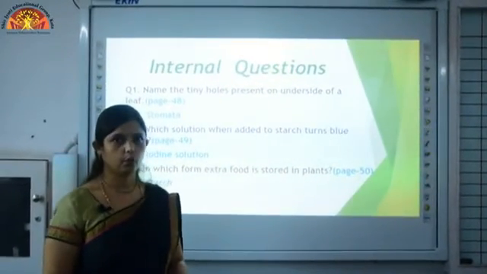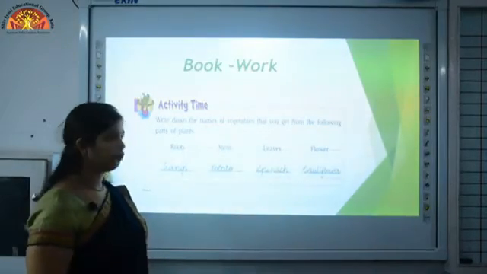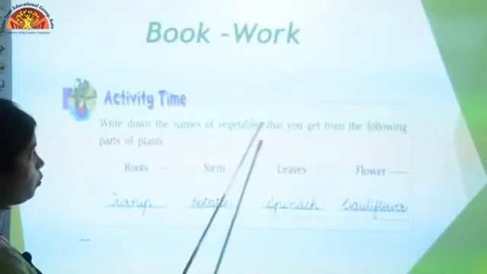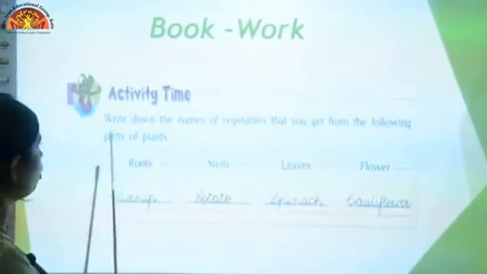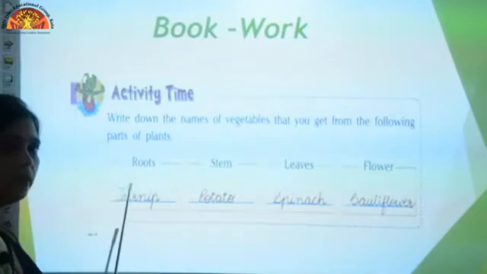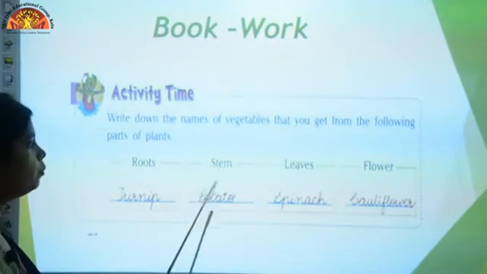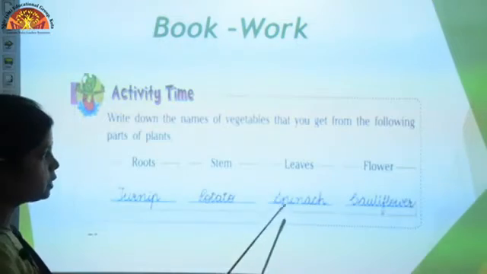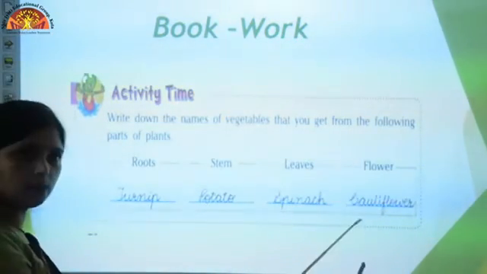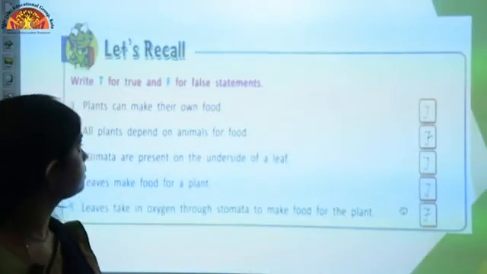Now we will move to the book work. So first exercise is on page number 47. Have a look at the exercise. Activity time. Write down the names of vegetables that you get from the following parts of plants. So here blanks are given and you have to write one example of each. Roots, turnip; stem, potato; leaves, spinach; flower, cauliflower. So we used to eat all these parts as they store food. Now we move to next exercise.